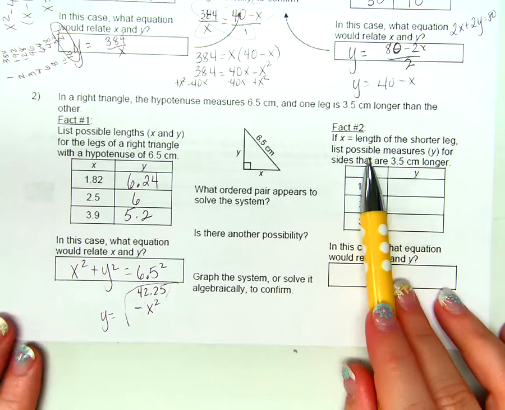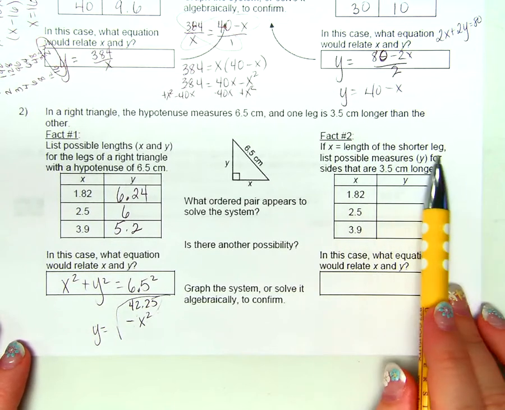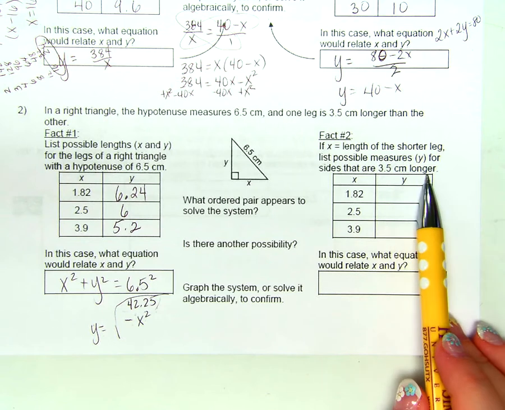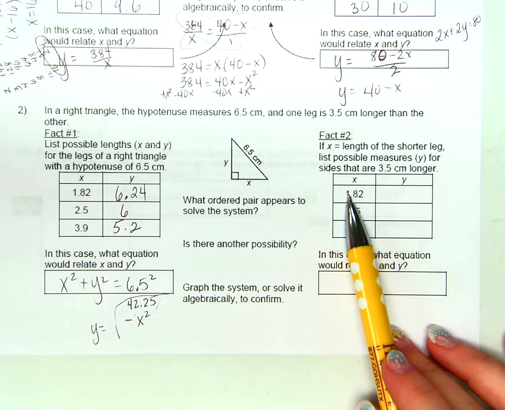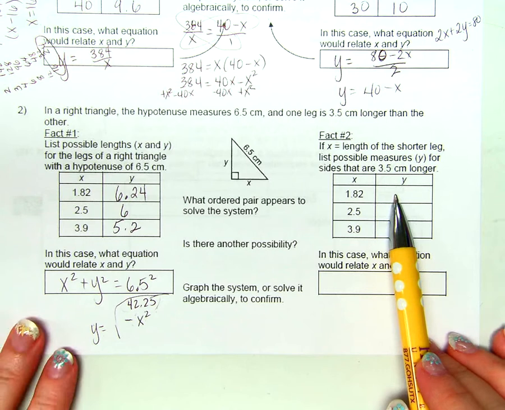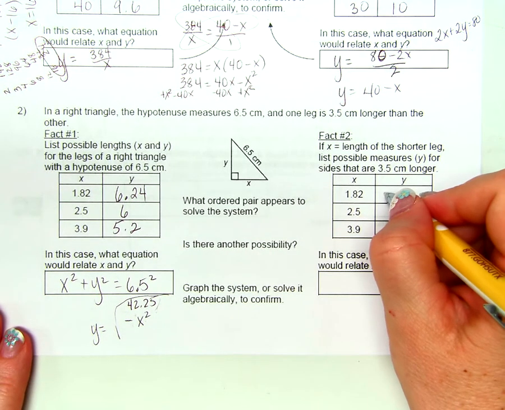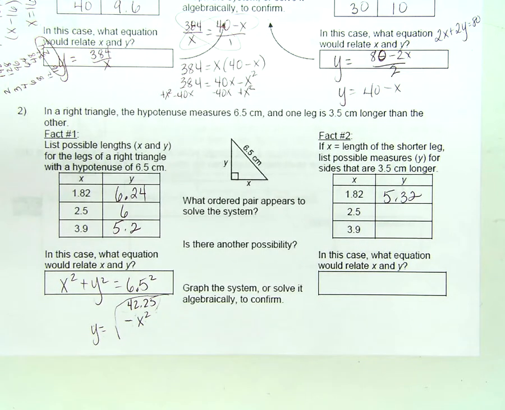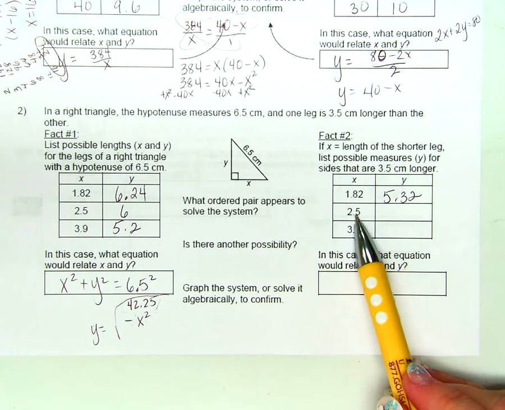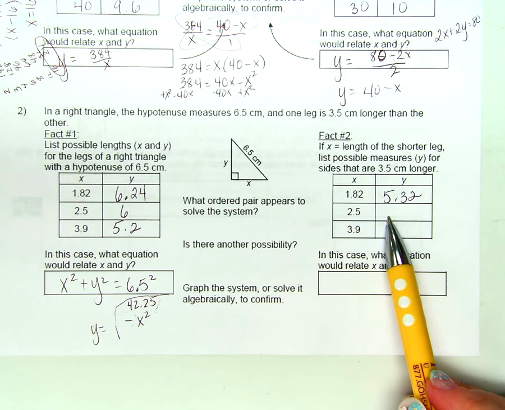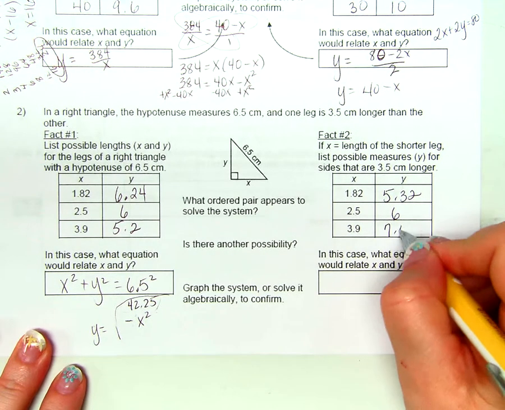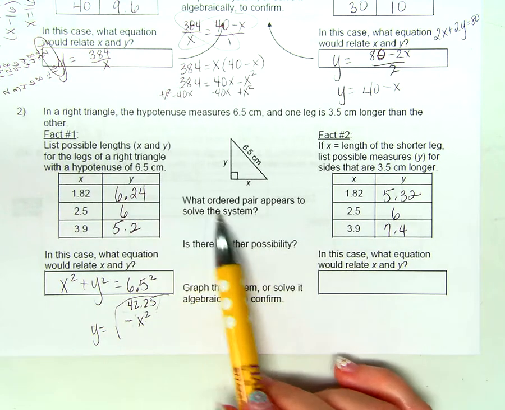Okay. So what about fact number 2? If x equals the length of the shorter leg, list possible measures for the sides that are 3.5 centimeters longer. If x is 1.82, what's 3.5 centimeters longer than that? 5.32. If x is 2.5, what is 3.5 centimeters longer than that? 6. If x is 3.9, what is 3.5 centimeters longer than that? 7.4. What ordered pair appears to solve the system?